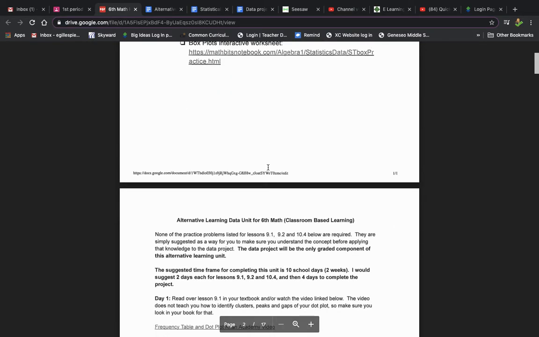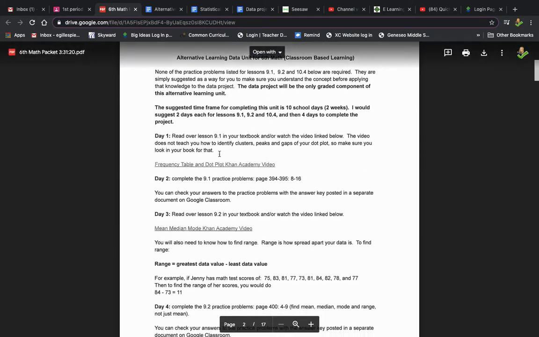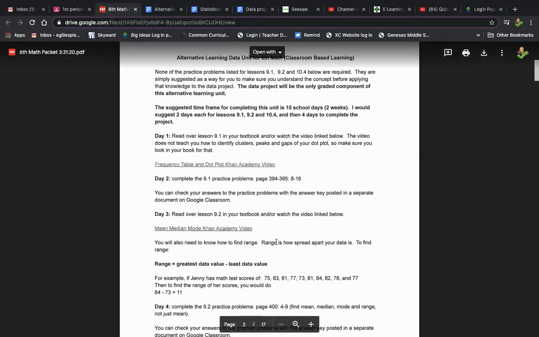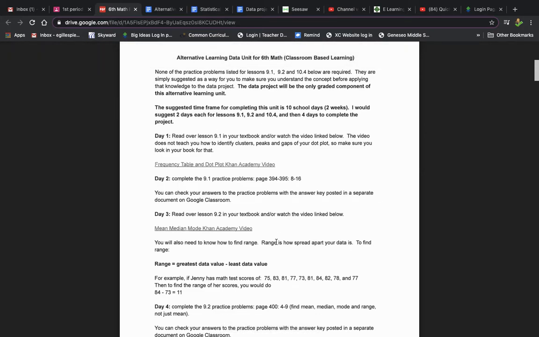So if we scroll down here, this is the actual math data unit. Mr. Moe and I made basically a 2 week unit. Now I know that as of right now, we're scheduled to come back to school April 8th. So if that happens, then that just means those next few days that we're in school, whatever you don't have done from this, we will just complete in class together, okay?